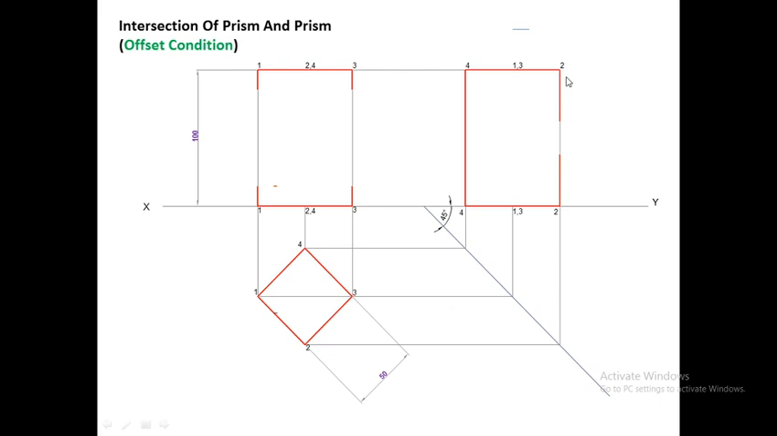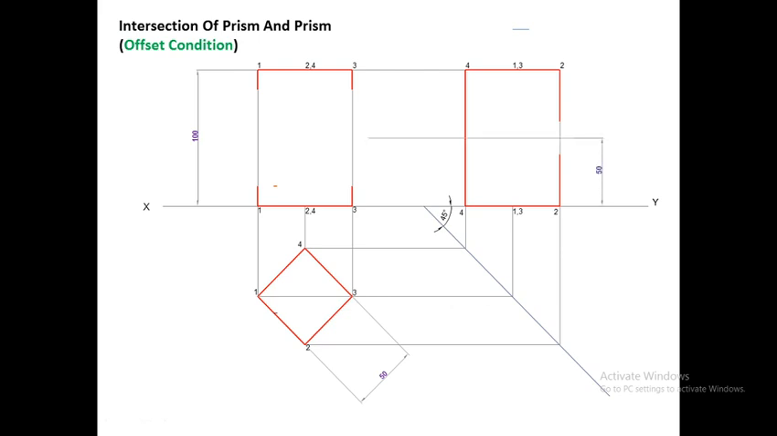So we have completed the front view, top view and side view of the vertical square prism. Now please note that some of the edges in the front view as well as side view have not been drawn. This will be drawn later on when we proceed further.